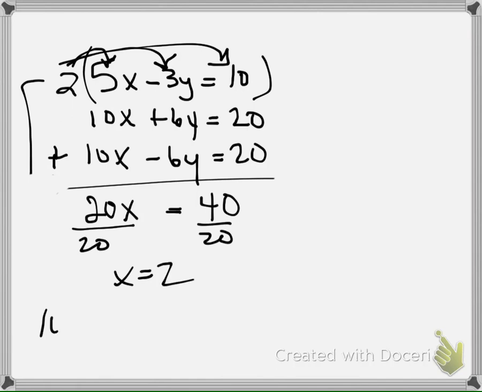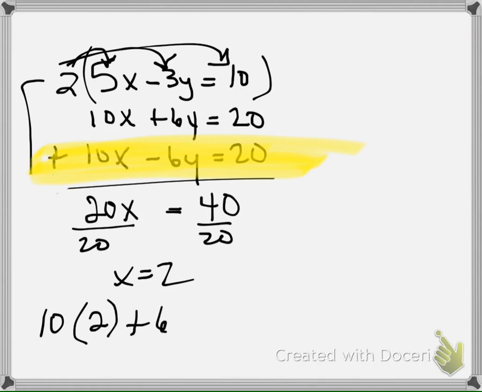Plug it into the... Do not use this one here. This is the one we multiplied and changed. Don't use it. Use one of your original equations off the worksheet. So 10 times 2 plus 6y equals 20. 20 plus 6y equals 20.